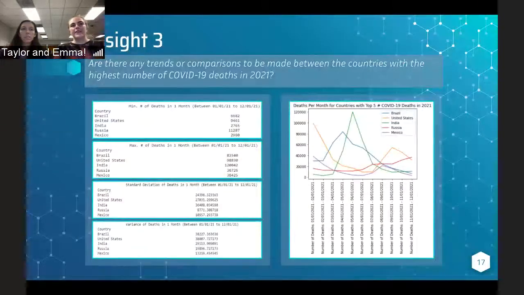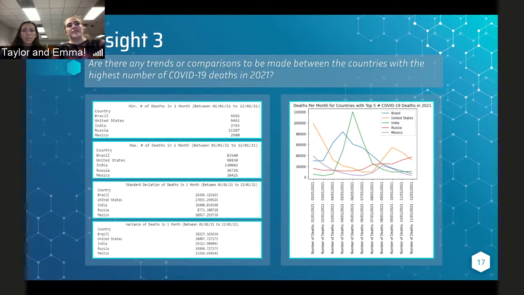So our goal for the third insight was to find the top 5 countries with the highest number of deaths due to COVID, then find the minimum, maximum, standard deviation, and variance to see if there's any trends or comparisons we could make between the data. As you can see, the standard deviations seem to be pretty high, but remembering that we're dealing with numbers in the hundreds of thousands and many new number of deaths per month differ greatly from each other, this is something that we could expect. An interesting point is that India actually has the smallest minimum and the largest maximum out of all the countries, so it further explains why the standard deviation and variance are so high.